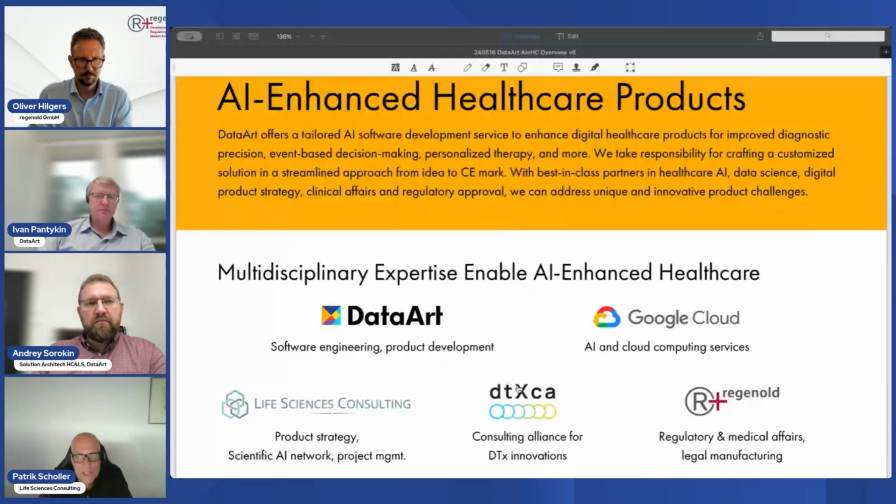Now, with adding artificial intelligence into this complex development of digital health apps or medical devices, it becomes even more demanding. And this is why we have assembled this highly competent parties network. Maybe we can share that real quick. We all have a proven track record in this field, and we are able to manage any challenge on that journey from idea to success.